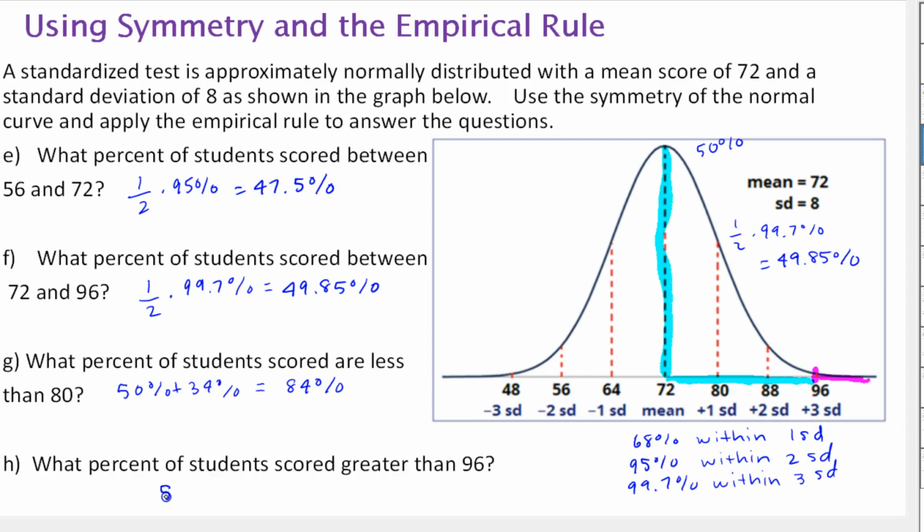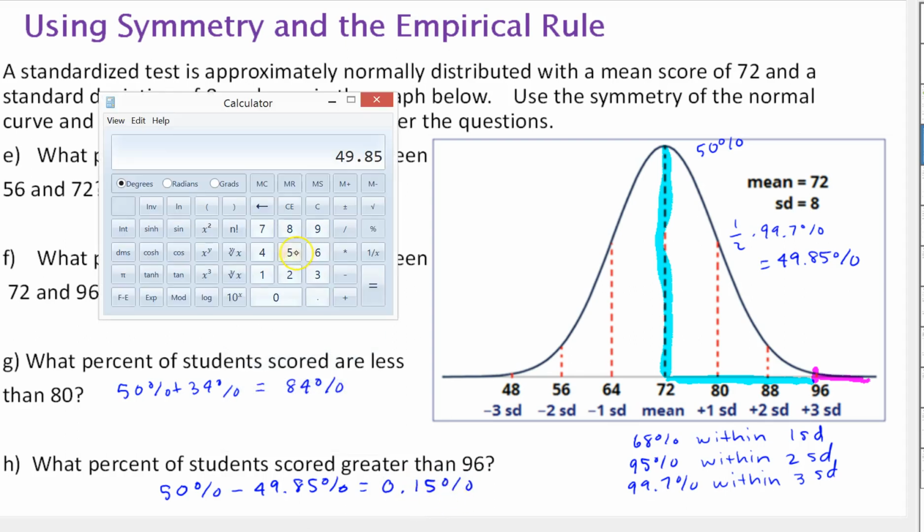So 50% minus 49.85% equals, it's good to do this on your calculator because these could be tricky, but it's 0.15%. And notice this is already a percent. You don't need to multiply this by 100, but let's just do 50 minus 49.85 to double check, and it is a percent already.